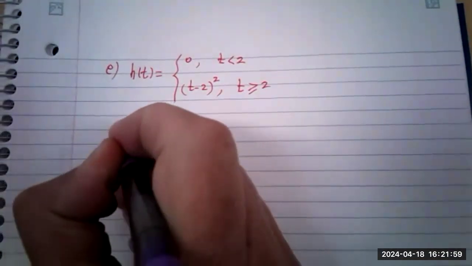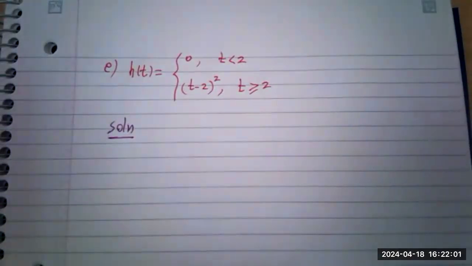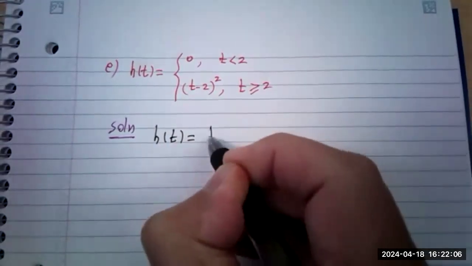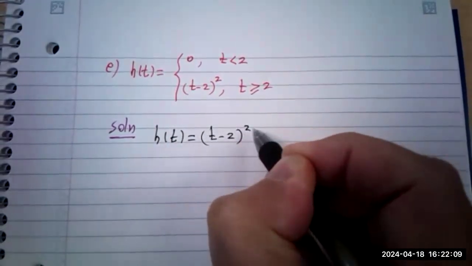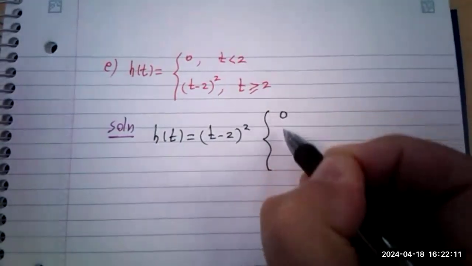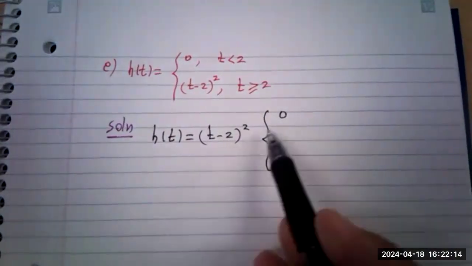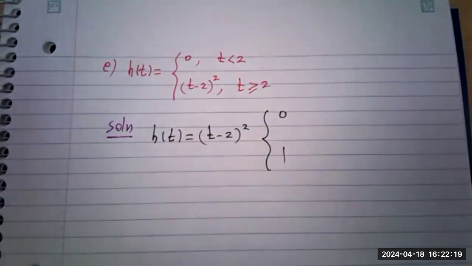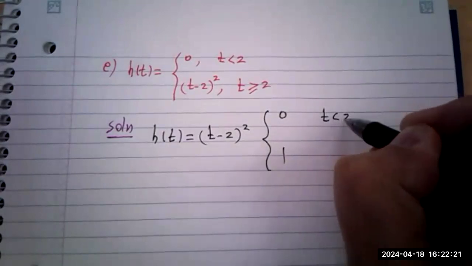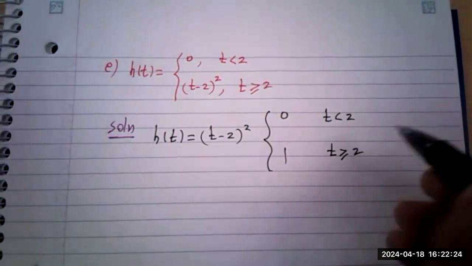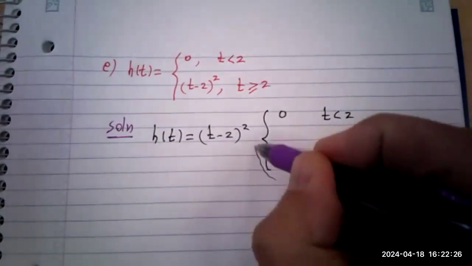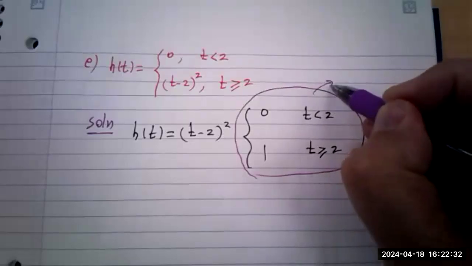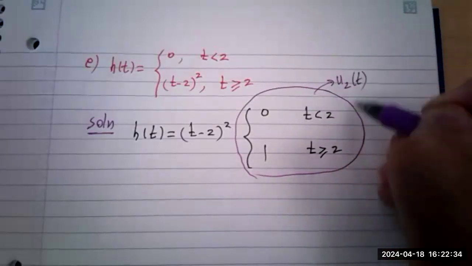Okay, so solution. This is it. Think about h of t as the factor of t minus 2 squared. So that gives you 0, 1. Because if you multiply by the top, you get 0. If you multiply by the bottom, you get t minus 2 squared. That's for t less than 2, and t greater than or equal to 2. Now, as you know, what is this? This is a unit step function, and it's going to be u2 of t. That's it.